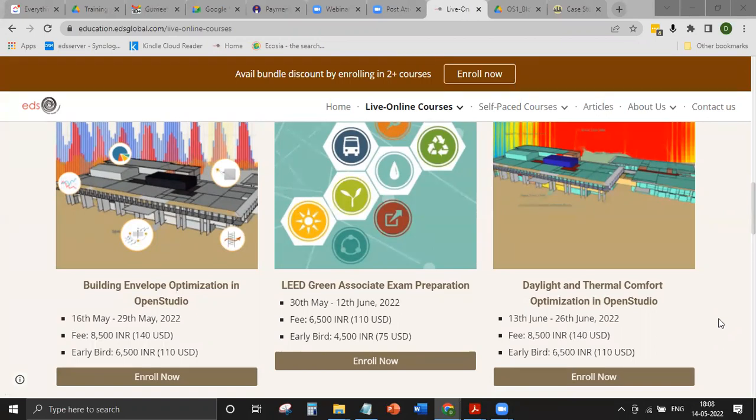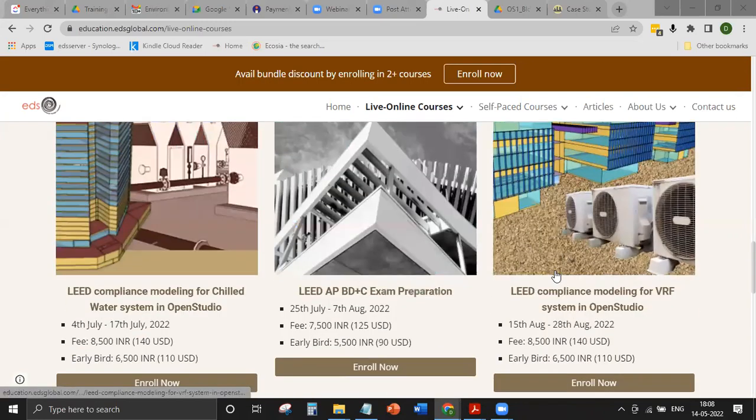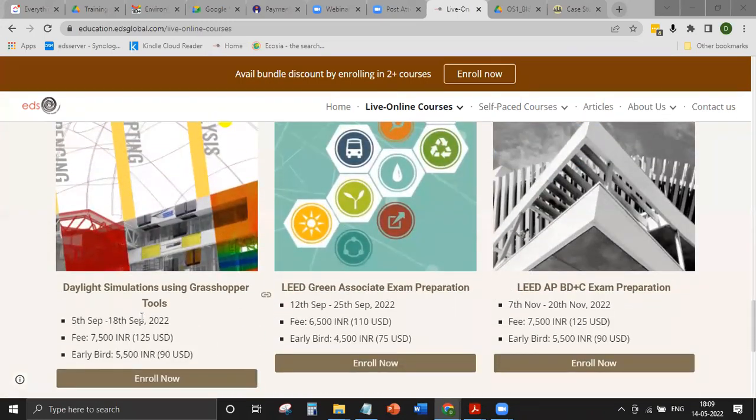Grasshopper, I personally feel, has a little bit of a learning curve. And Grasshopper itself is open source. We give training for, at the moment, only daylight, not for the entire envelope optimization. There are different plugins to be used for that. It is slightly different, and calls for more time to be spent on it.